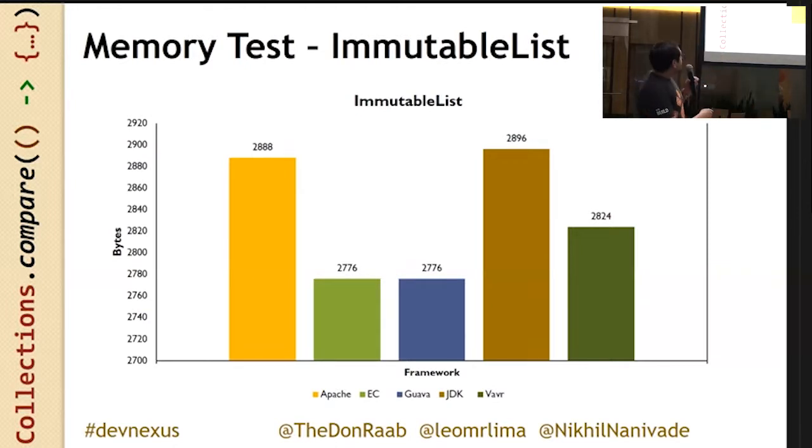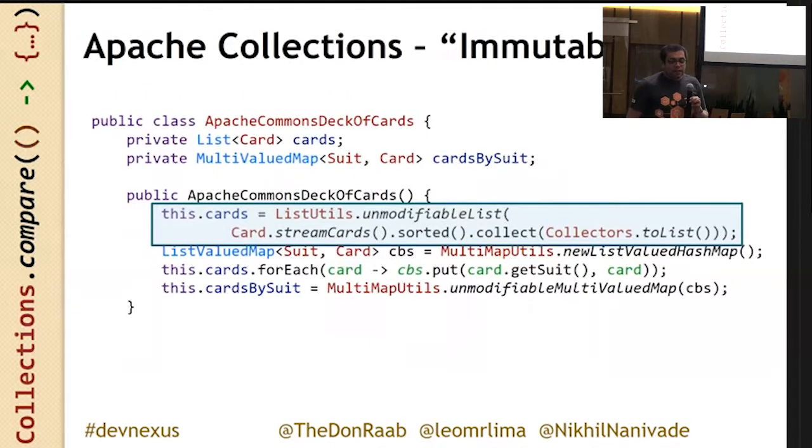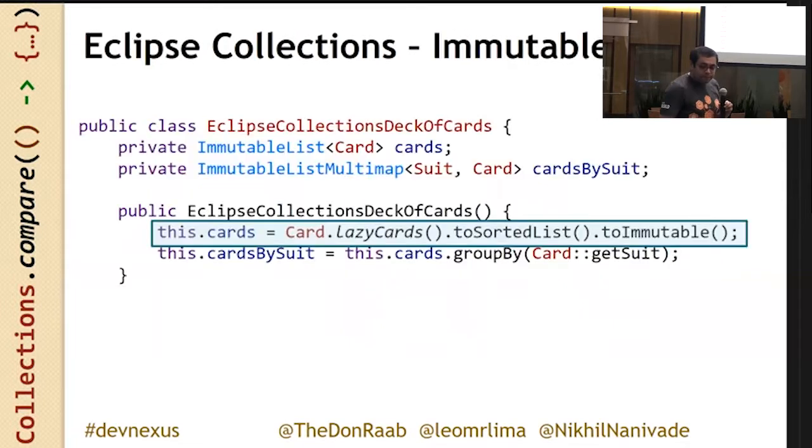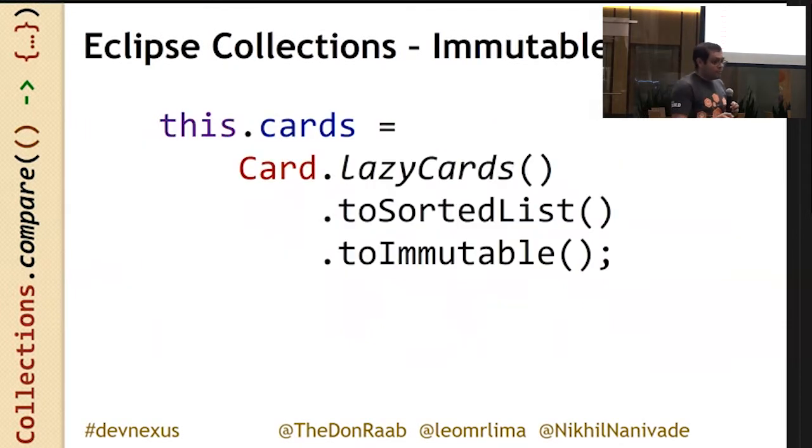And one cool thing to see is that the JDK and Apache are almost similar. The reason is they share the exact same code, because Apache does not have its own list. Any questions? So whatever properties you see in the JDK are exactly mirrored on the Apache Commons side. All right.